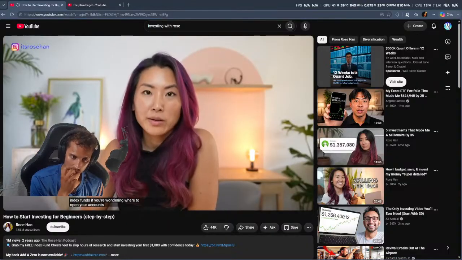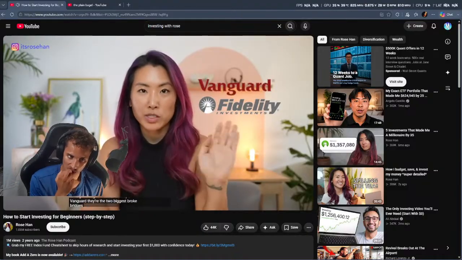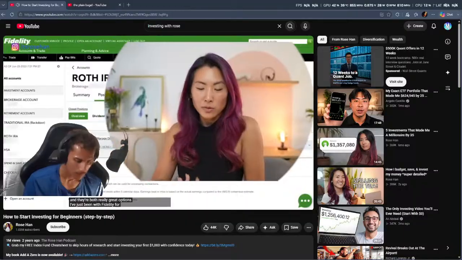If you're wondering where to open your accounts, Fidelity is the brokerage that I use, but you really can't go wrong with either Fidelity or Vanguard. They're the two biggest brokerages that have been around forever, and they're both really great options. I've just been with Fidelity for a really long time, so that's what I prefer.